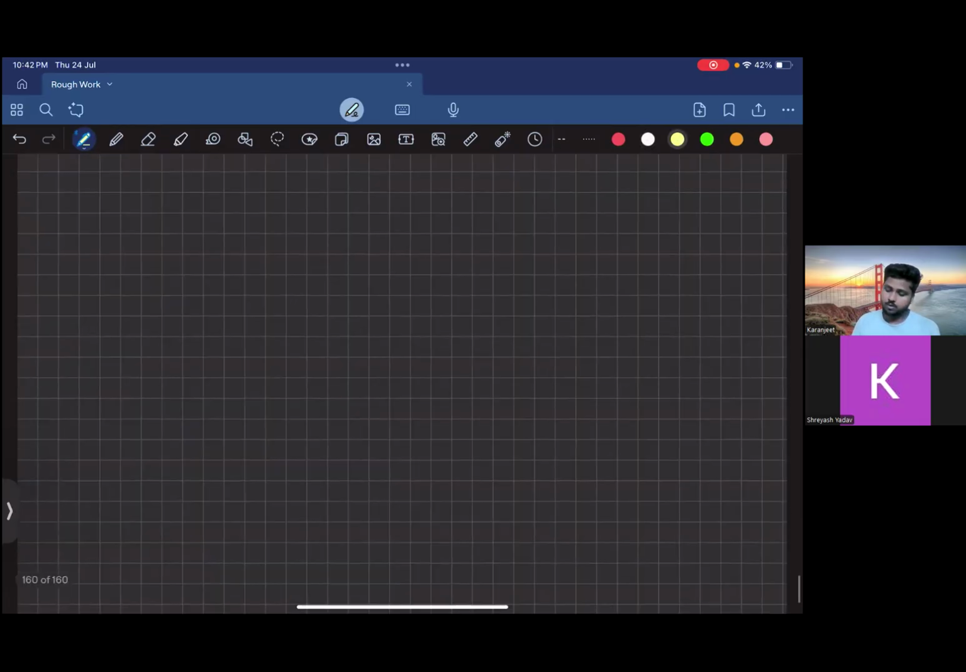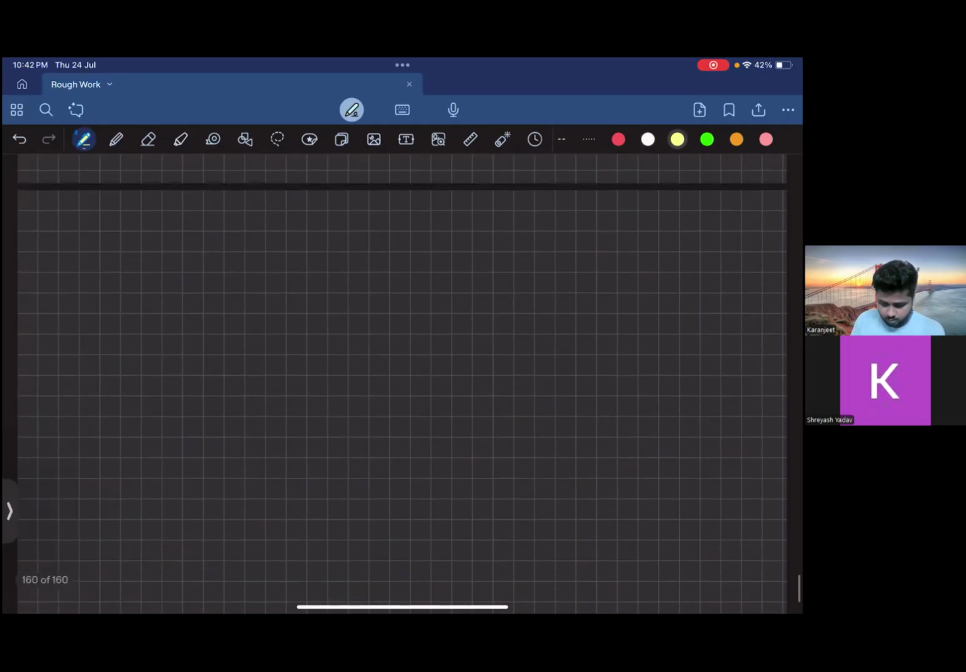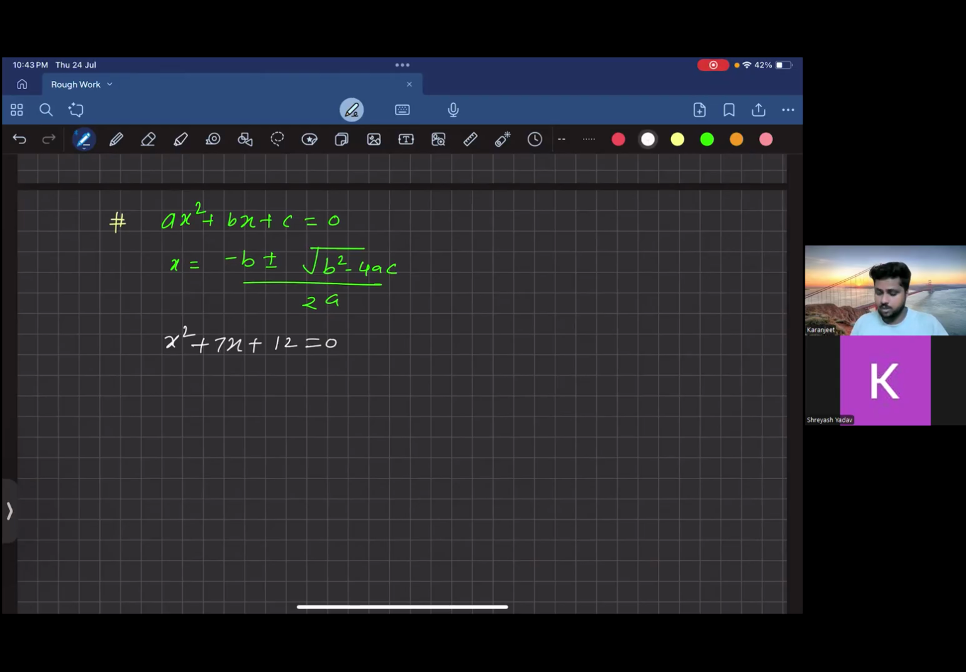And there is one more method, called formula method. So if we go for the formula method, then what I have to do is, first of all, I will take ax square plus bx plus c equals to 0. And the formula is x equals -b plus or minus under root b square minus 4ac divided by 2a. Get the value of a, b, c and substitute here. You will get the value of x. So the example, x square plus 7x plus 12 equals to 0. This was our example.